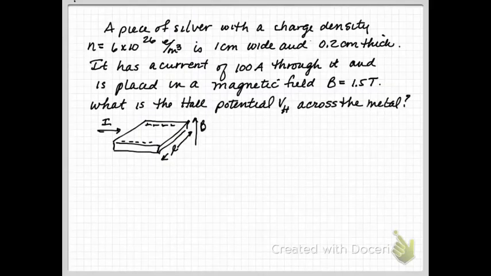All right, so here is our Hall effect example. We've got a piece of silver that has a charge density of 6 times 10 to the 26 electrons per meter cubed, so it's a volume density. It's 1 centimeter wide, and it is 0.2 of a centimeter thick. Because it's so little, we have to think a little bit about edge effects, and that's where the Hall effect comes in. It has a current of 100 amps passing through it, and we're going to put it in a magnetic field of 1.5 Teslas, and we want to find the Hall potential across the metal. And so we just use the Hall equation.